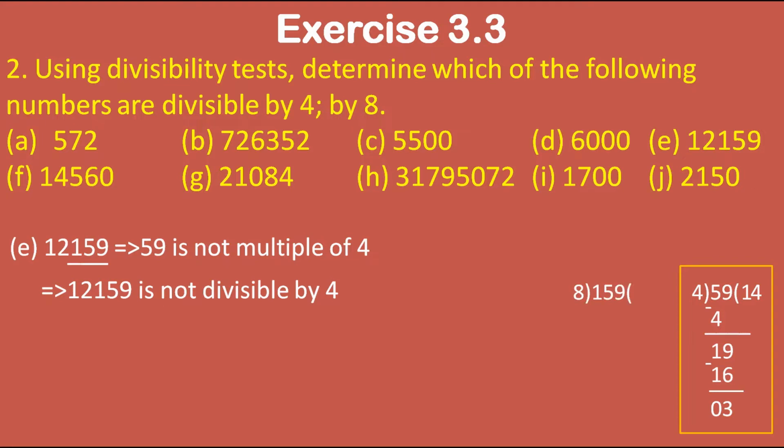So 8 ones are 8. 15 minus 8 gives 7. 9 came down. 8 nines are 72. As we are getting here remainder, the number is not divisible by 8 also.